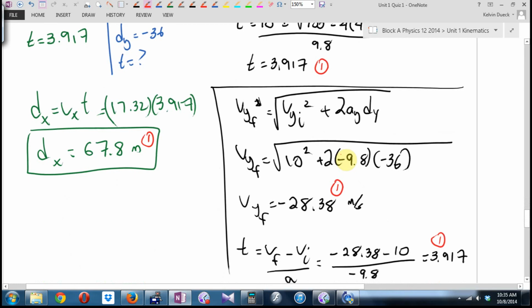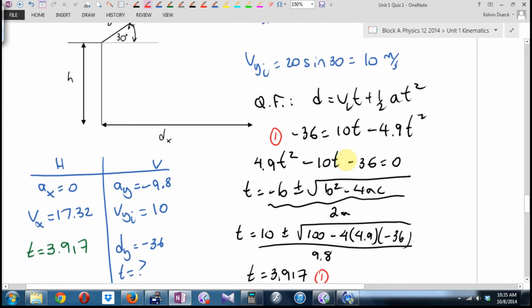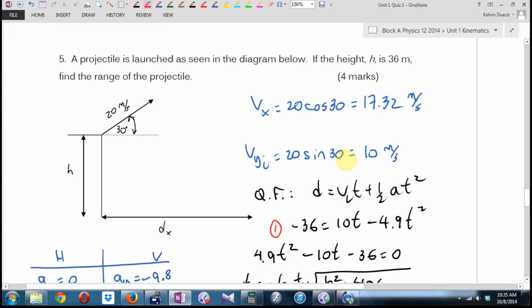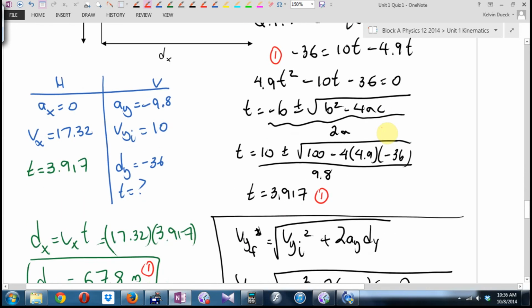How many is that? 1, 2, 3, 1, 2, 3. Oh, and I'd give you a half mark for finding the horizontal component and a half mark for finding the vertical component. But if you get the right answer, Sam, 4 out of 4.